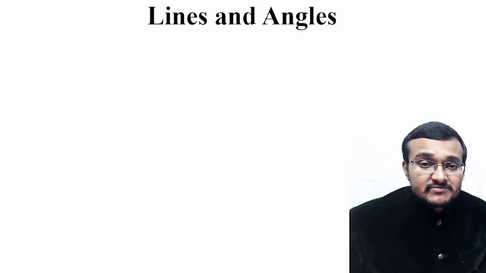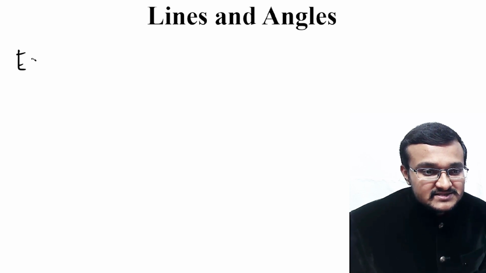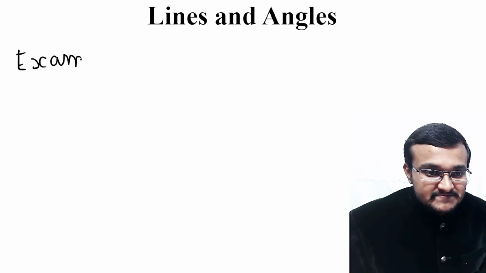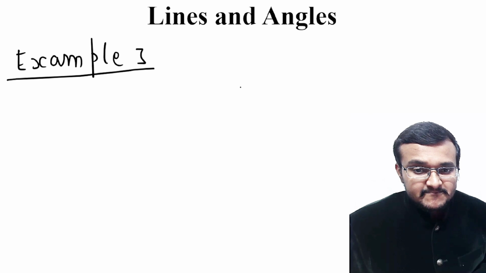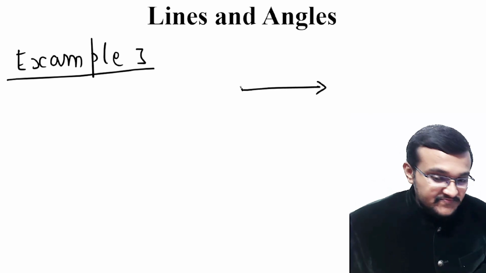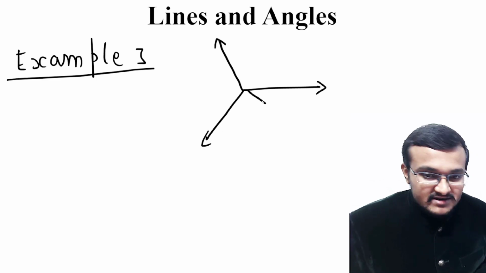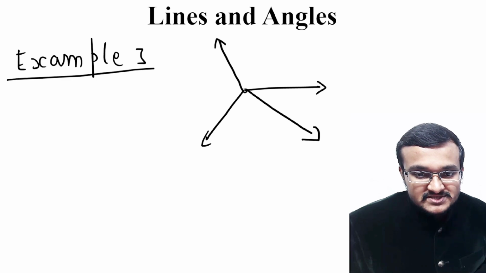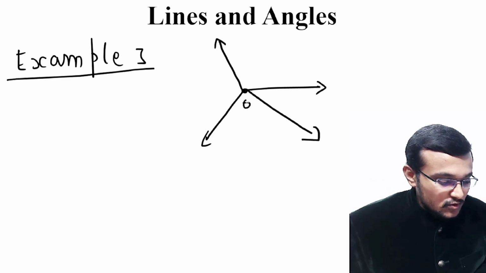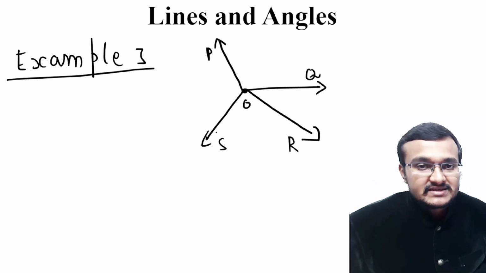So in this video we will be looking into the next example in this chapter, that is example 3. In this example 3 they have given one figure. So let me draw that figure. You have four rays like this, and all these four rays are given different names. This center point is O, this is P, this is Q, this is R, and this is S.